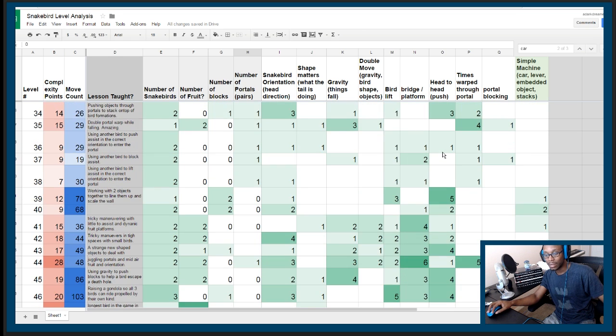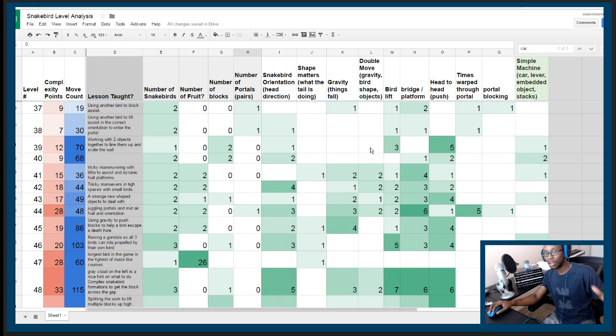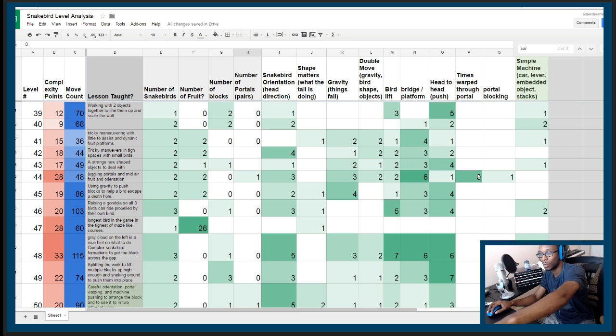So as we look through all this data, as you can see, the lower we get, some of the last levels in the game are quite deep in the green. You can see they stress so many different types of these concepts we know over. And these concepts are super important for understanding how puzzle games work.